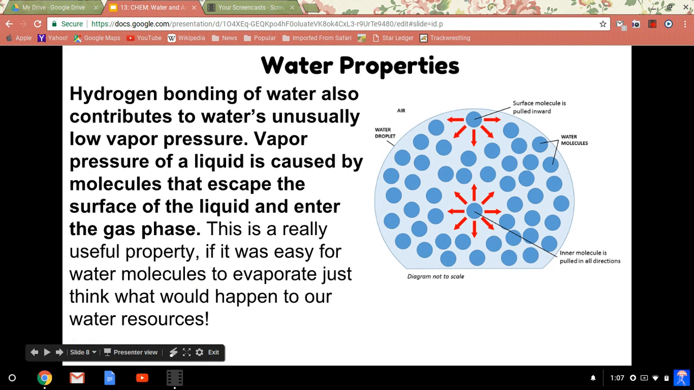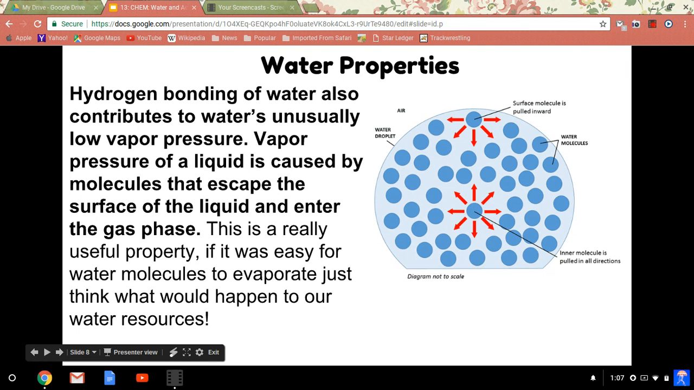Hydrogen bonding is also a big part of another property of water, which is its very low vapor pressure. Vapor pressure of a liquid is caused by the molecules that escape the surface of a liquid and enter the gas phase. So we're talking about when it goes from the liquid phase to the gas phase, so evaporation. Water doesn't really evaporate that easily. It takes a lot of energy to make it evaporate.